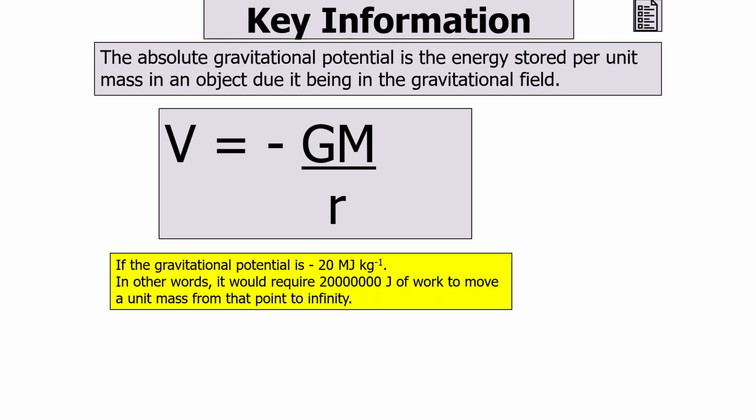So, for example, if the gravitational potential is minus 20 megajoules per kilogram, in other words it means it would require 200,000 joules of work to move a unit mass from that point to infinity. Or we could say it would require 40 megajoules of work to move 2 kilograms from that point to infinity.